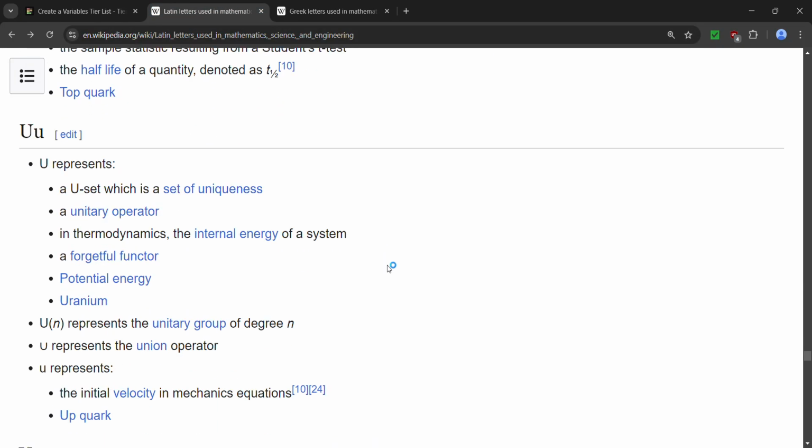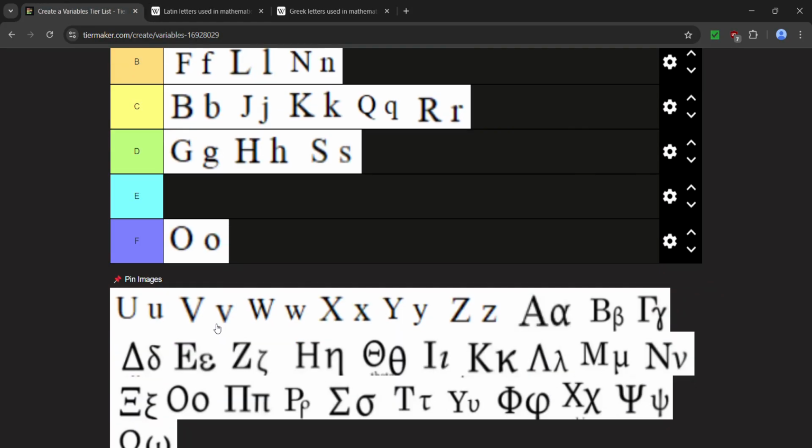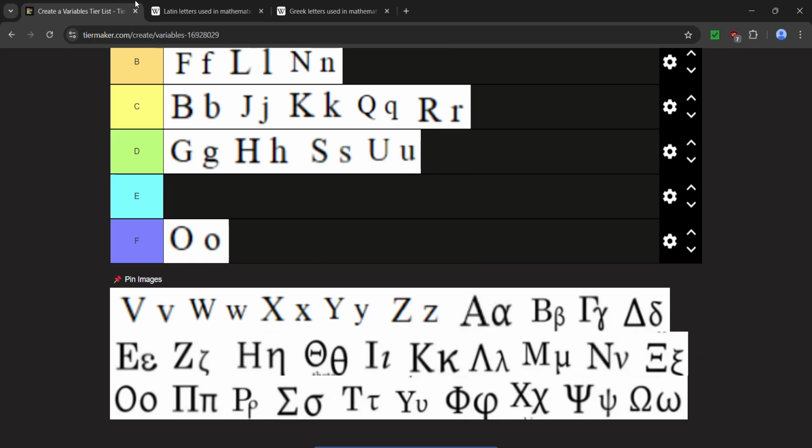Okay, U. Let's see what U represents. Internal energy. Okay, uranium. Shout out uranium. And velocity. None of those are that great. I'm sorry, you're going in the D tier.